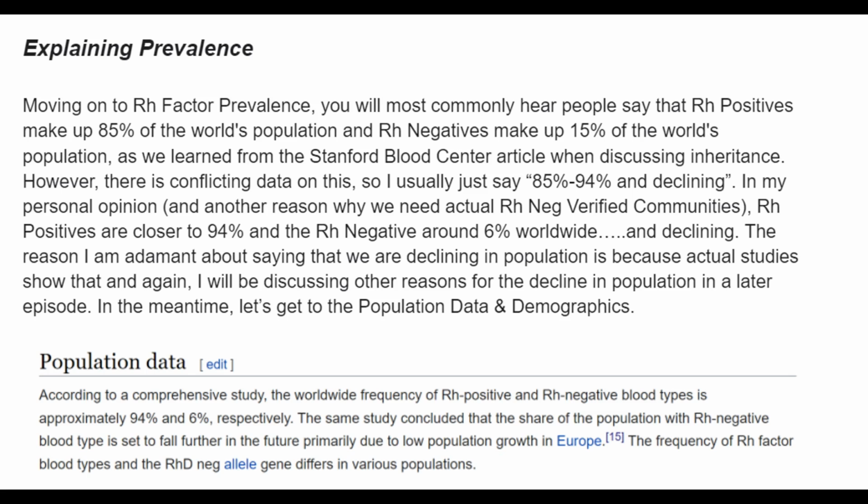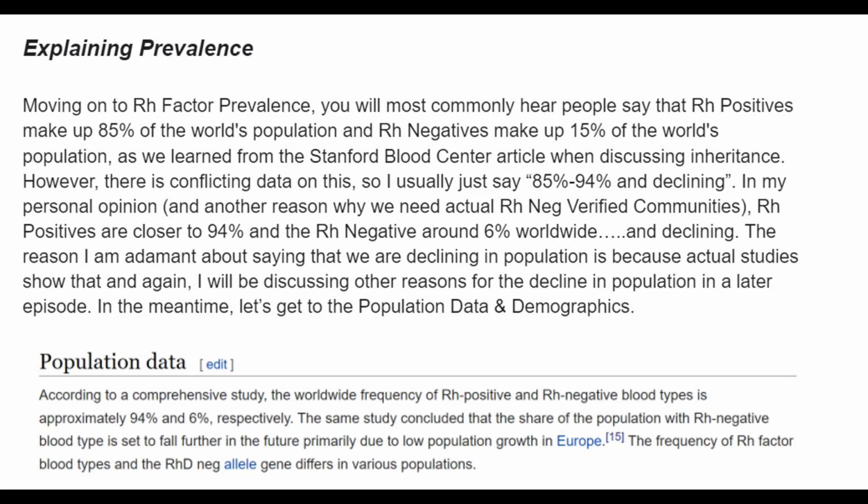The same study concluded that the share of the population with Rh negative blood type is set to fall further in the future, primarily due to low population growth in Europe, which is another reason why I mentioned I would get to this topic again in another episode. Titled, let me see here, titled Overall Health Concerns and Status. Yeah, that's what it was.